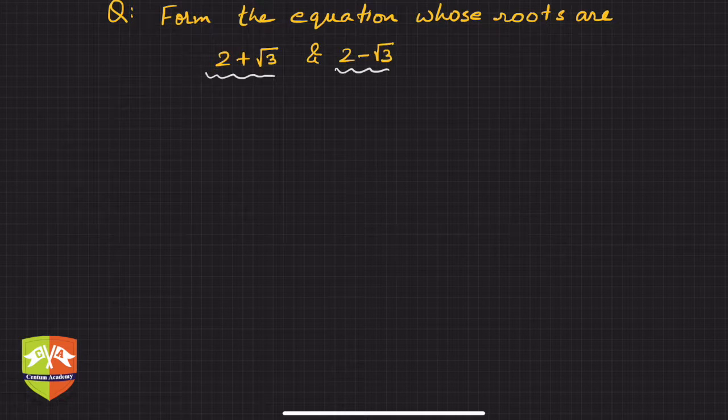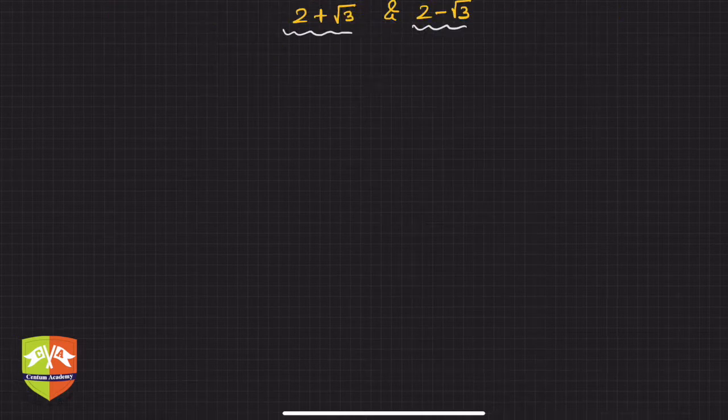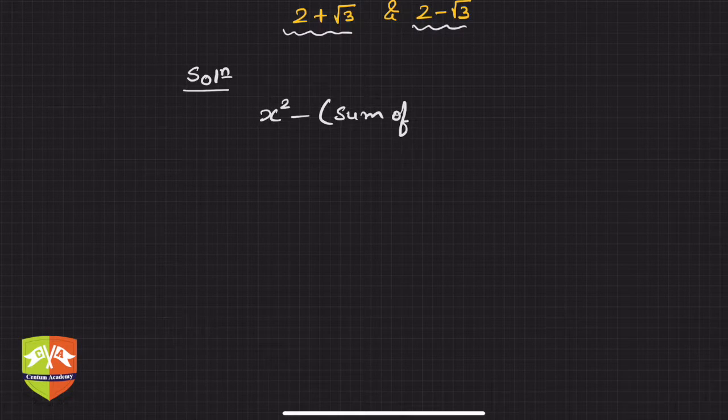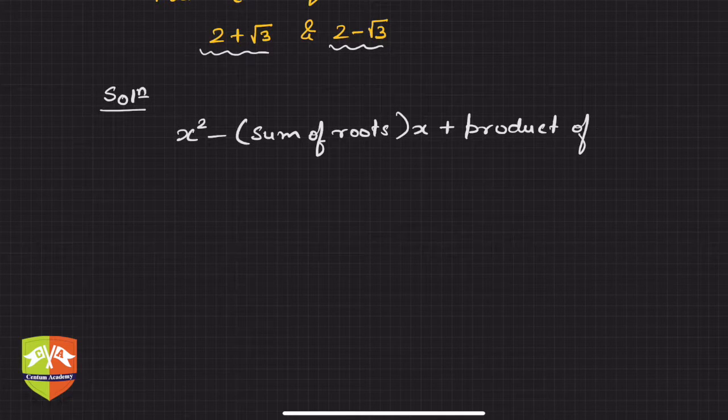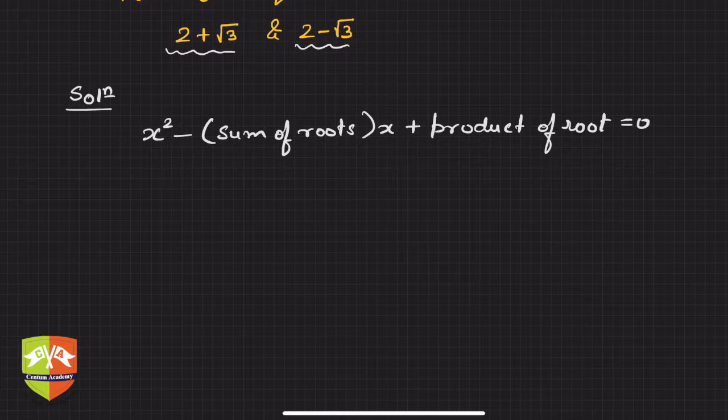And how do we form an equation if we know the roots? So, the method is this. We know that an equation whose roots alpha, beta are known is nothing but x square minus sum of roots times x plus product of roots equals 0. This is the given equation, right?